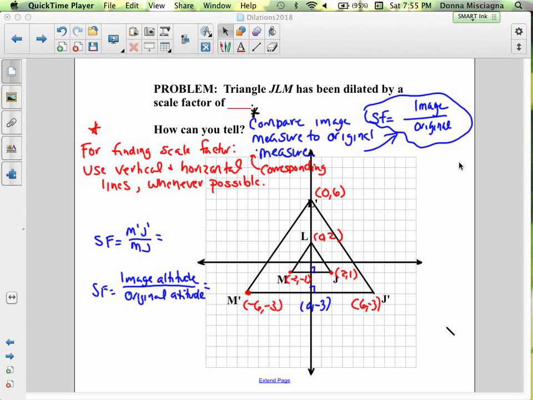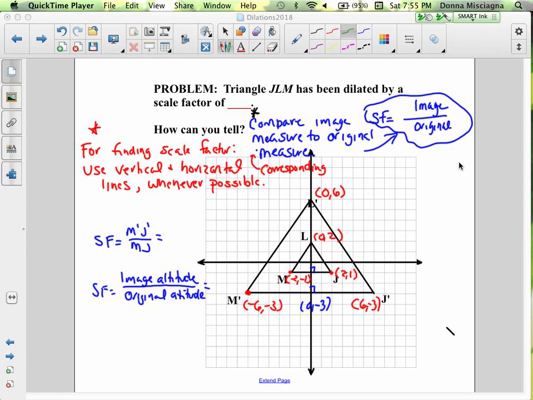Now a really good one to use in this problem would be one of two things: either the base there, MJ and M prime J prime, or the altitude, because both of those would be horizontal or vertical. Let's see what we get for each one of those. All right, so let's start with M prime J prime and MJ.